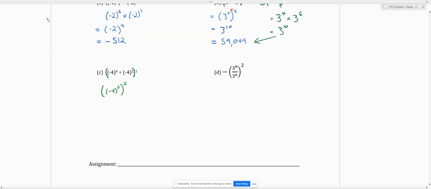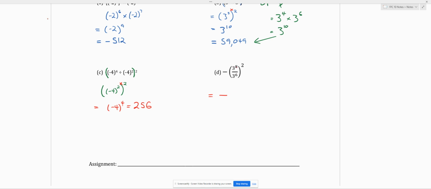Now I'm going to use my power law and multiply my exponents. So that's going to give me a new negative 4 to the 2 times 2 is 4. And now I'm ready to actually multiply this out. I've simplified it to a single power, and that will equal 256. Negative 4 times itself 4 times is positive 256. Finally, don't let this negative in front throw you off. It just means we're going to have a negative in front of our answer.